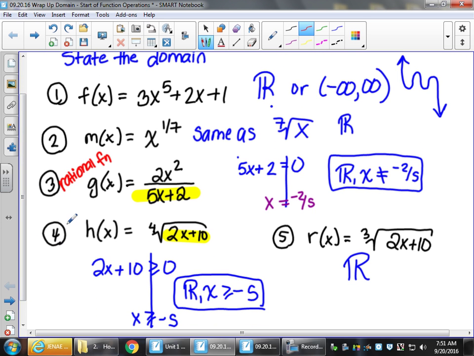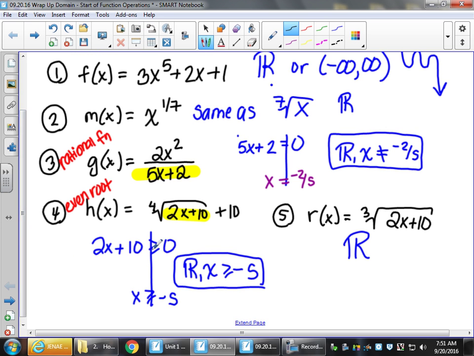In number 4, we have an example of an even root. Yesterday, we established that we cannot take the square root of a negative number. So again, I pay attention to only what's underneath the radical. If I had a plus 10 out here, it wouldn't mean anything. I still only pay attention to what's underneath. We take what's underneath the radical, set it greater than or equal to 0, and solve. This then translates right into my domain, all real numbers, x greater than or equal to negative 5, and I'm done.